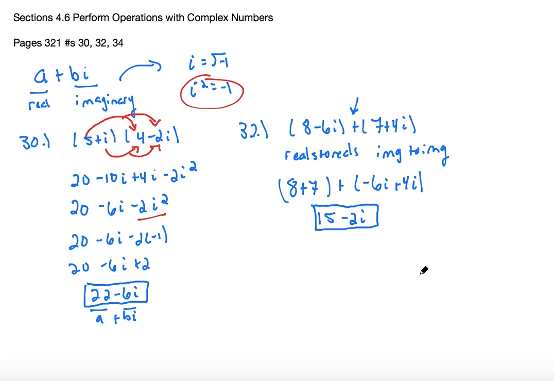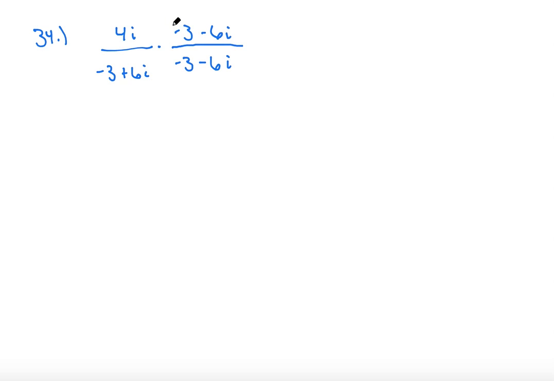All right, let's take a look at number 34. So 34, we have the number 4i divided by -3 plus 6i. The other issue with this problem is we can't have i's in our denominator. So we need to fix this by multiplying by the complex conjugate. The complex conjugate is simply going to be -3 minus 6i. So notice the only difference is the sign in the middle. And we have to do that to both the numerator and the denominator so we don't change the problem.